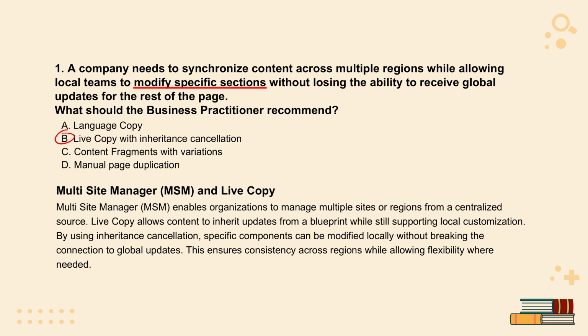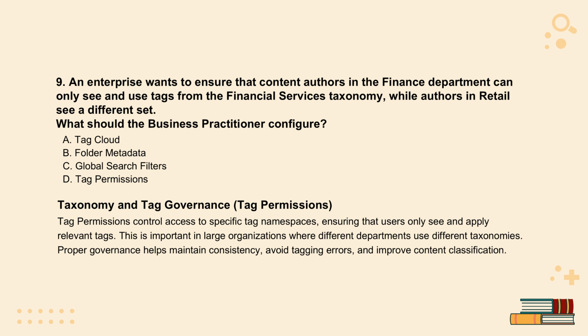Okay, so that solves the actual structural content. But what about the underlying organization? The metadata. Great, tags. Yeah, which leads us right into question 9. It's a similar governance problem, but with tags. So here's the stem. Imagine an enterprise where the finance department should only see and use tags from the financial services taxonomy. Meanwhile, the retail department should only see retail tags. Keep them separated. The 4 choices are A, tag cloud, B, folder metadata, C, global search filters, or D, tag permissions. What's fascinating here is how often large organizations overlook this exact issue until their internal search is completely broken.